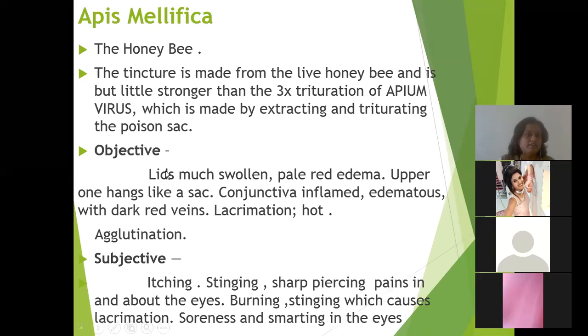Objectively, the lids are much swollen, pale red, edematous, the upper one hanging like a sac. The conjunctiva is inflamed and edematous with dark red veins. There is lacrimation which is hot, and agglutination of the eyes is seen.